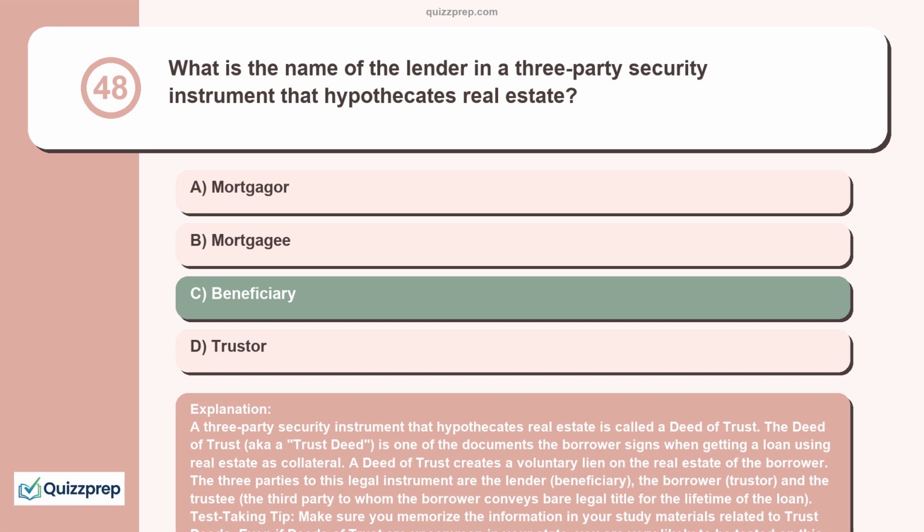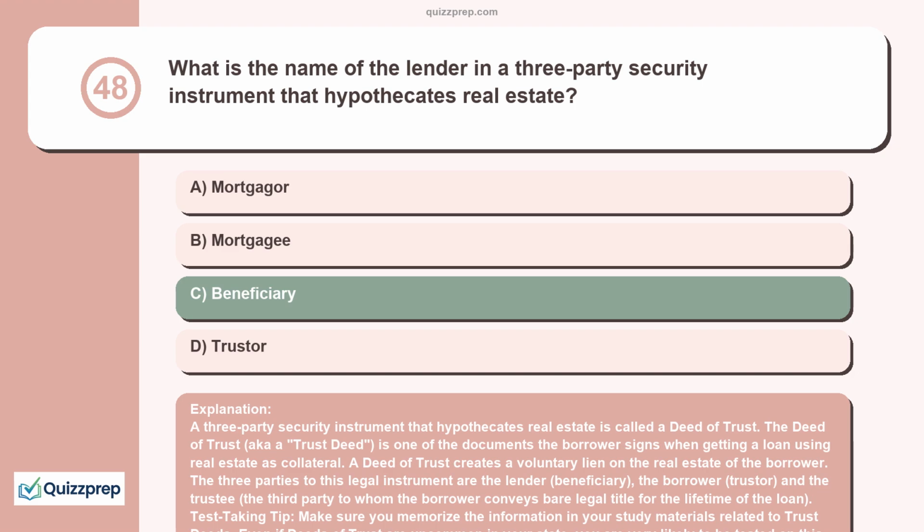Test-taking tip: make sure you memorize the information in your study materials related to trust deeds. Even if deeds of trust are uncommon in your state, you are very likely to be tested on this subject. Note: during the lifetime of the loan, the trustee under a trust deed will hold bare legal title to the property. When the loan is paid in full, the trustee must reconvey bare legal title back to the borrower, and does so using a document called a deed of reconveyance.